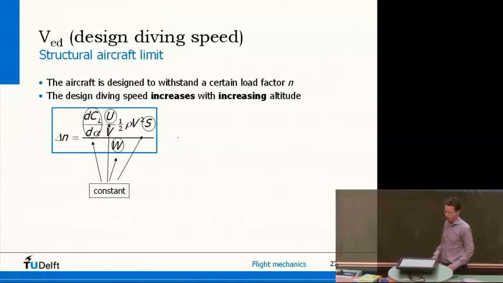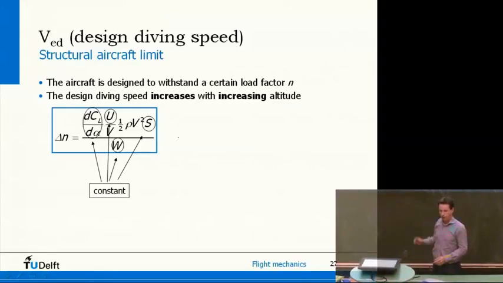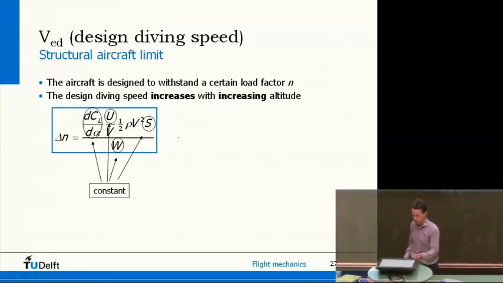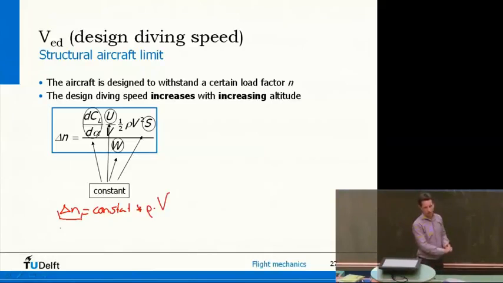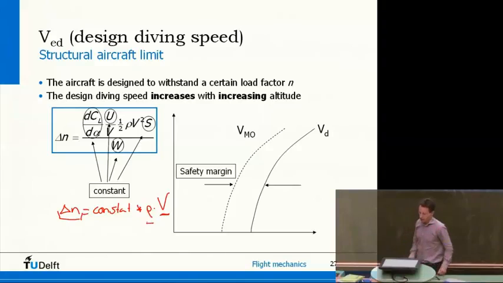Now what you have to realize is that pretty much everything in that equation is constant. So this says that delta n is a constant multiplied with rho times v. Now this delta n is in fact also a given parameter. An aircraft can withstand a certain load factor increase, for example 3G. So you see straight away that the maximum speed at which you can fly depends on the air density, and it looks something like this.